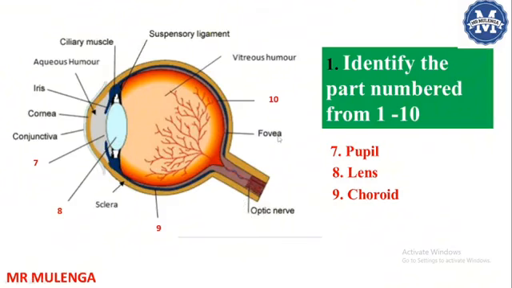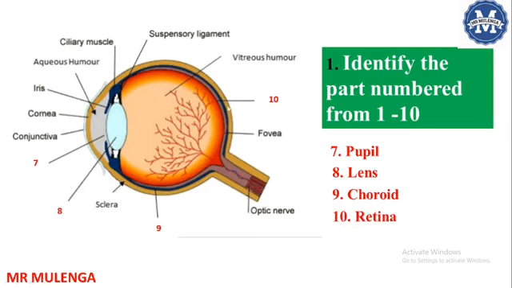Then we also have the fovea here. This fovea is just the region of the eye with no receptors. It doesn't have receptors, and this is where the optic nerve leaves the eyeball. The optic nerve will leave the eyeball through the fovea. Then we come to the part labeled 10. This part labeled 10 is the retina.